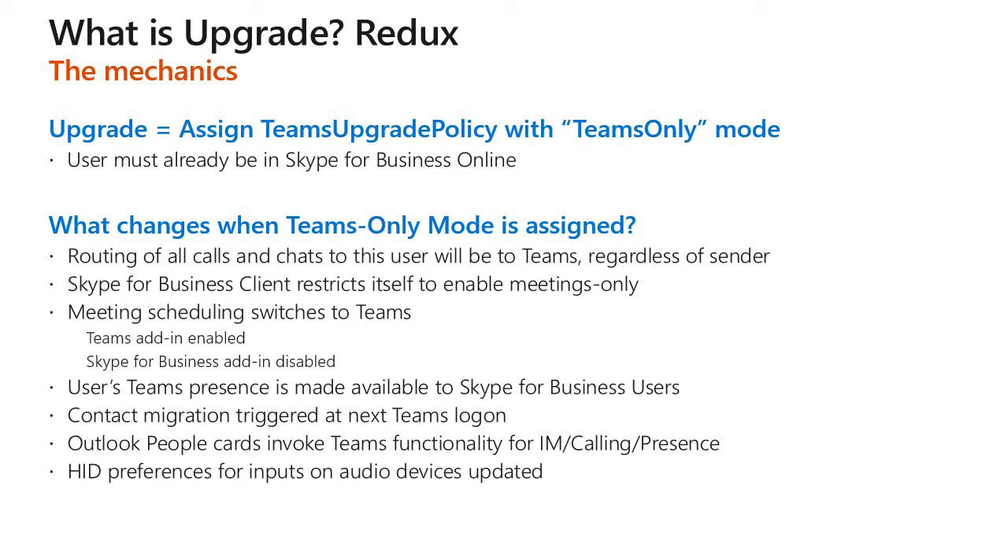Contact migration gets triggered at your next Teams logon. This is to ensure that we capture any changes from your Skype for Business buddy list and import them into Teams. The Outlook people cards will then be updated to invoke Teams functionality for chat, calling, and presence. This includes the presence bubbles that you would see throughout your Office applications. And your HID preferences, your human interface device preferences. That's, for example, your headset and being able to click the mute button or the hang up button, things of that nature. Your HID preferences for inputs on your audio devices will be updated to reflect Teams as the primary application.